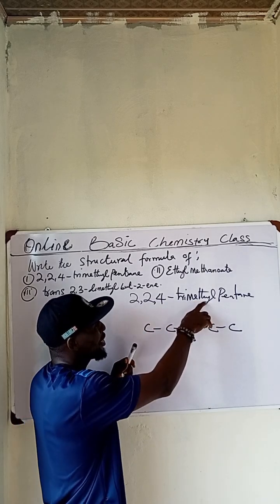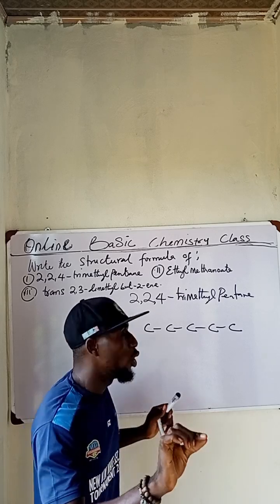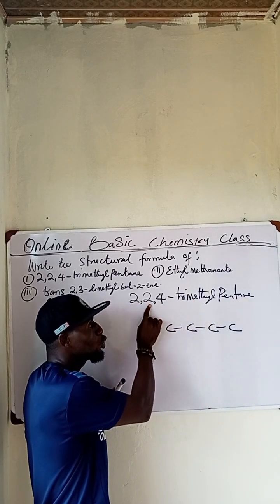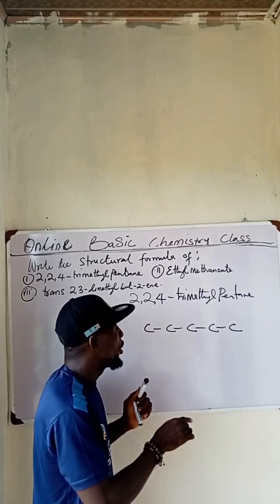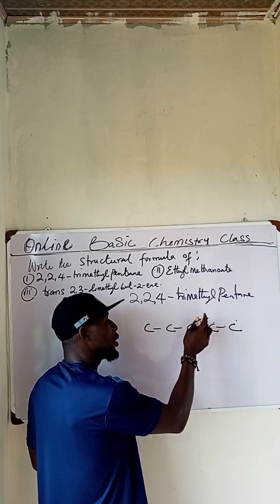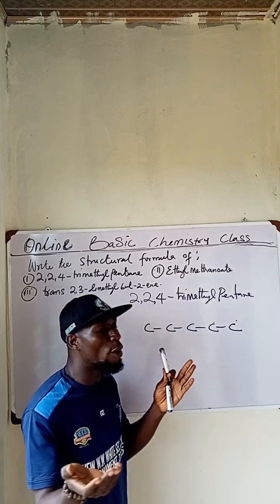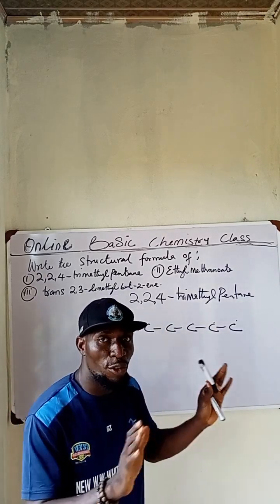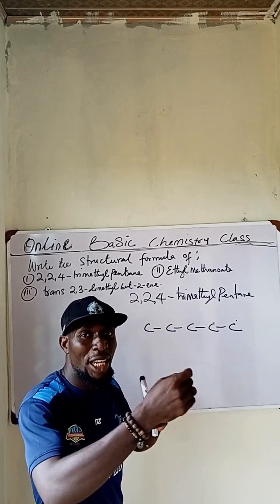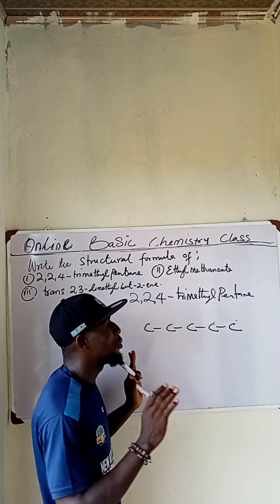Now the next thing is to take note of the substituent group. Trimethyl tells you that you have three methyl groups. The locants, the locations of the substituent groups, are 2, 2, 4. There's no functional group here, so you don't need to stress yourself about where to start numbering from. I already have my root hydrocarbon of five carbons.